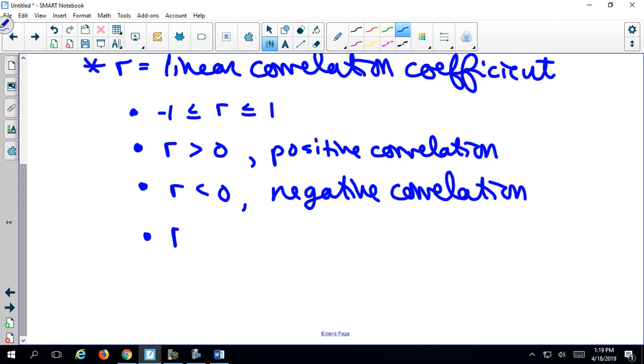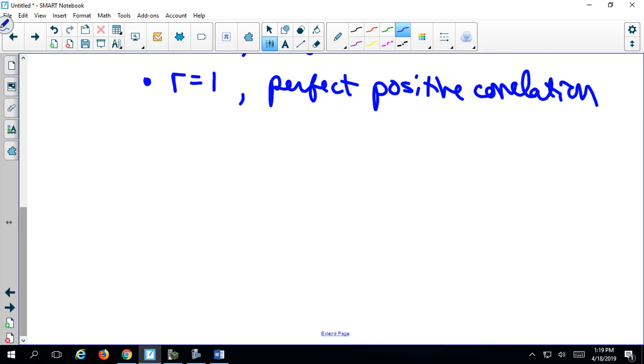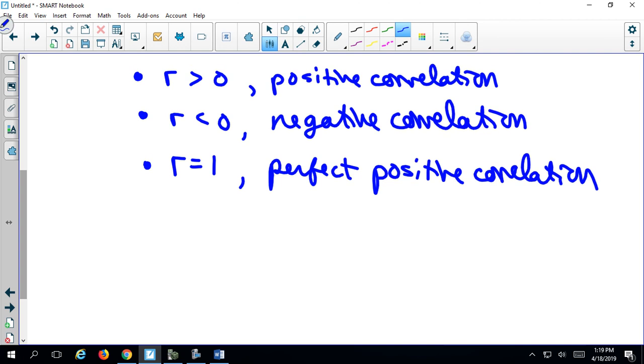If R is equal to 1 exactly, then that is perfect positive correlation. And if it's equal to -1, that's perfect negative correlation.